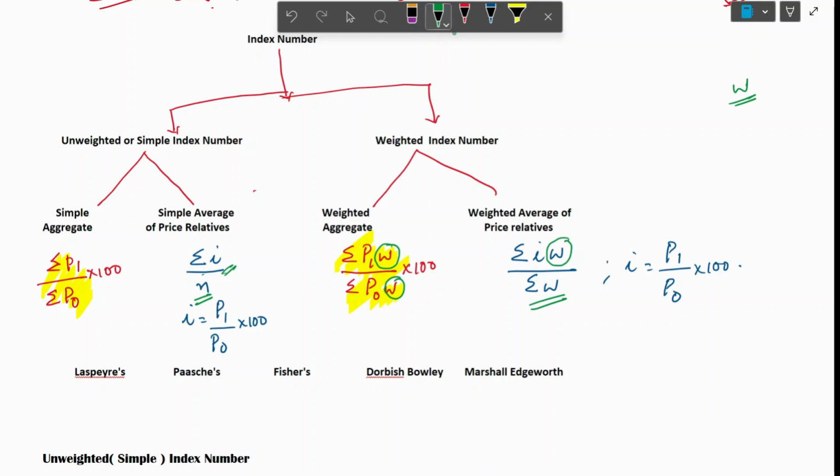Now once again, that is weighted index number, I showed you two, but there are some special cases of index numbers. That is Laspeyres, Paasche's, Fisher's, Drobisch-Bowley's and Marshall-Edgeworth. Of these five, it's very important. I will discuss with you in the next lecture.